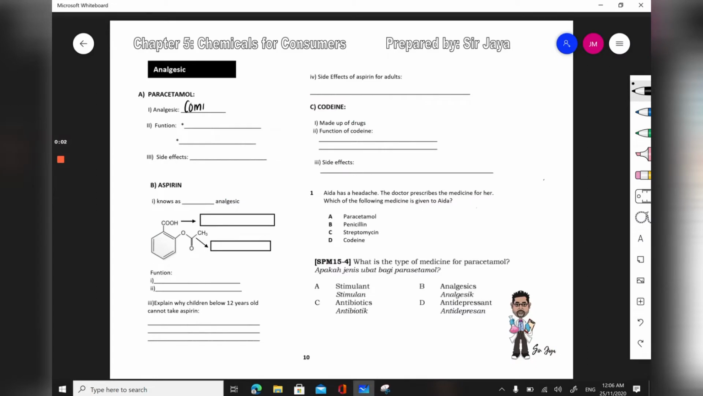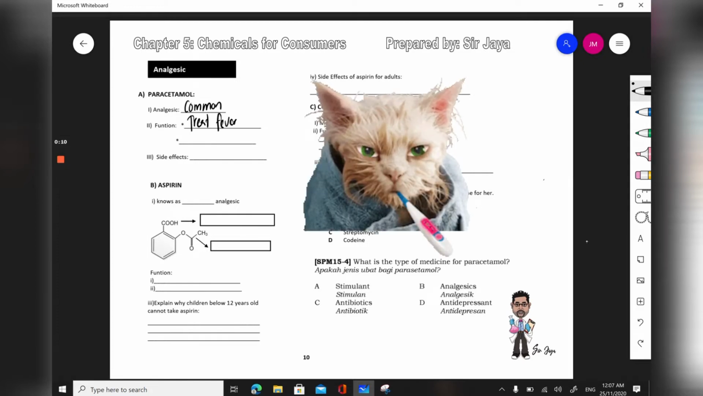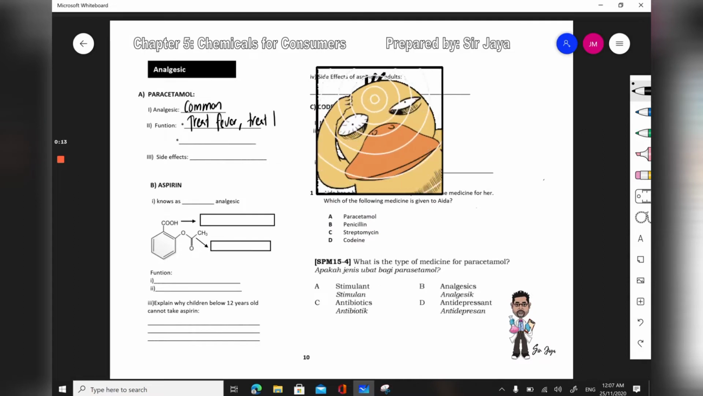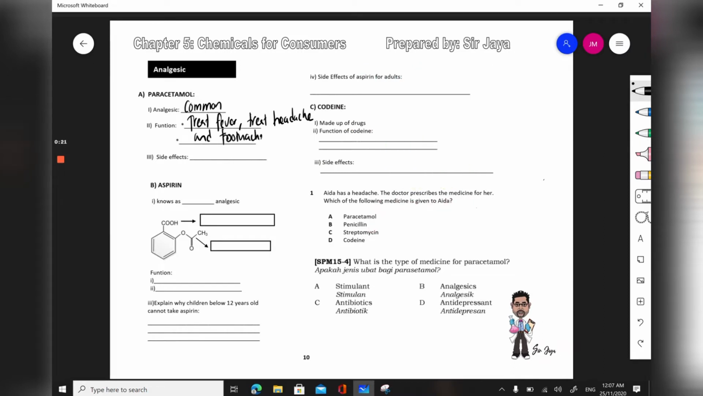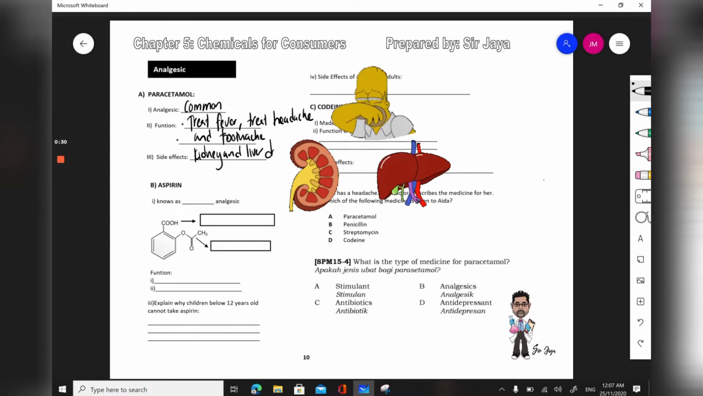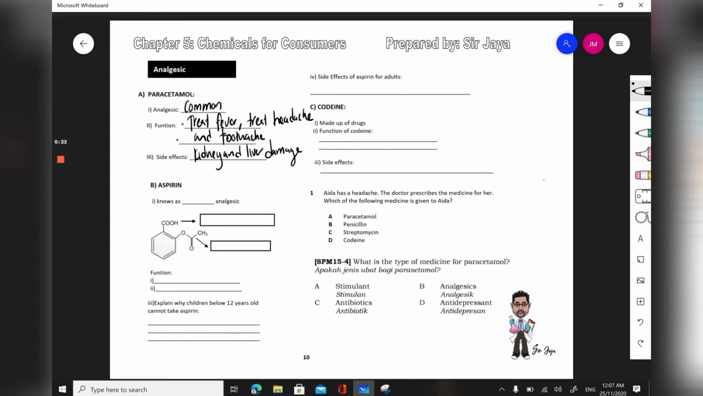Paracetamol is known as common analgesic, and the function of paracetamol is to treat fever, and it is also used to treat headache and toothache. Okay, long-term taking of paracetamol can cause kidney and liver damage. So students are required to remember the side effects caused by paracetamol.